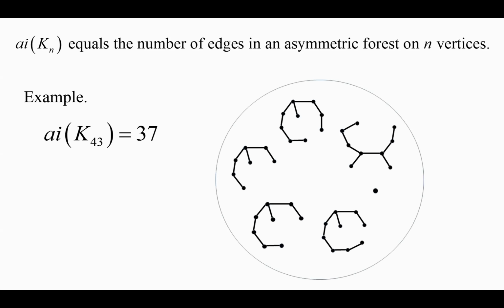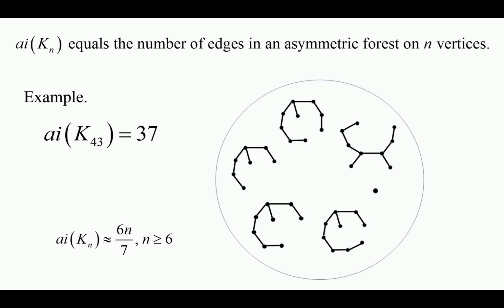Okay, so if we want to expand this a little bit, thinking about the number of edges in an asymmetric forest on n vertices. If I've got K43 here, I can add in or remove 37 edges to make the graph asymmetric. So this is what it looks like. Starting off with 43 isolated vertices, I can now put in an asymmetric forest. What I mean by that is I've got asymmetric trees that I'm putting in, and all of those asymmetric trees are mutually non-isomorphic. So that's going to end up with a graph that's asymmetric.